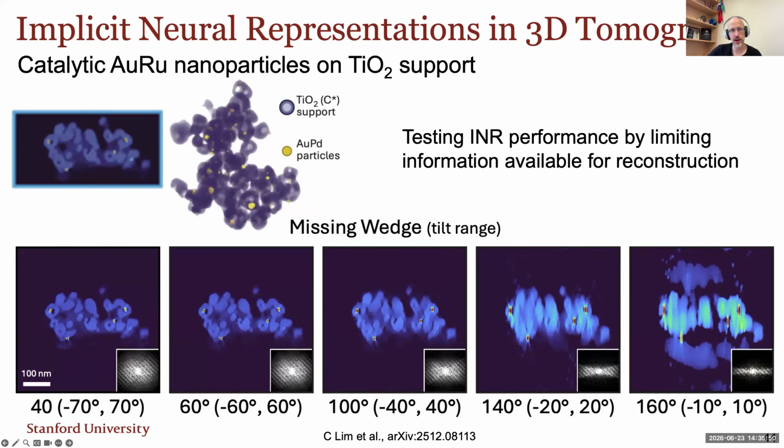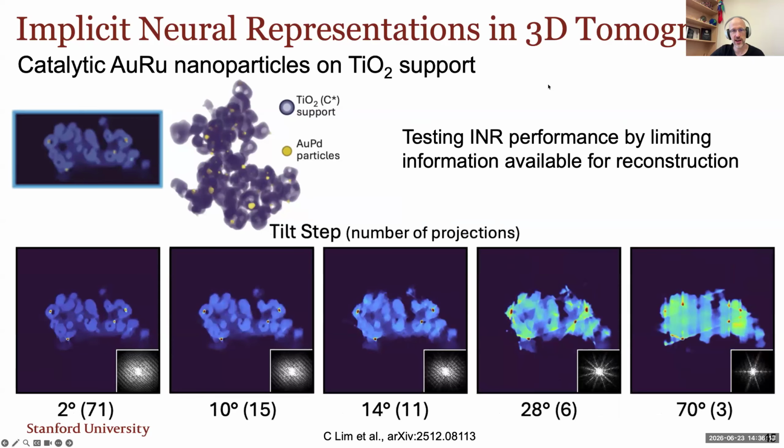So the ground truth is known in the synthetic phantom. Of course, we don't know the ground truth of the experiment, but we can still test the INR performance by deliberately removing information. So the experiment went from -70 to +70 degrees. And so we're able to determine that if you then drop all of the tilts outside of -40 to 40 degrees, you get essentially the same reconstruction. However, if you go down to -20 to 20 or -10 to 10, then the reconstruction quality significantly degrades.